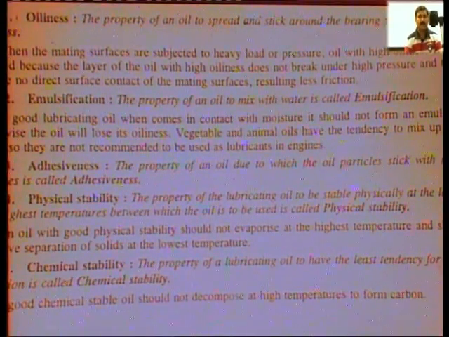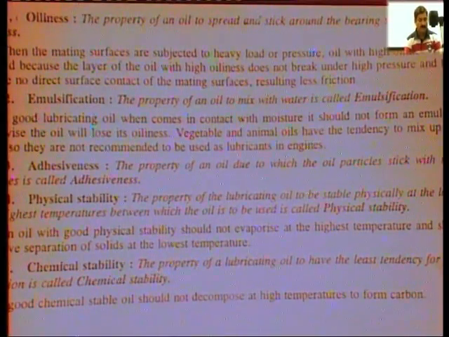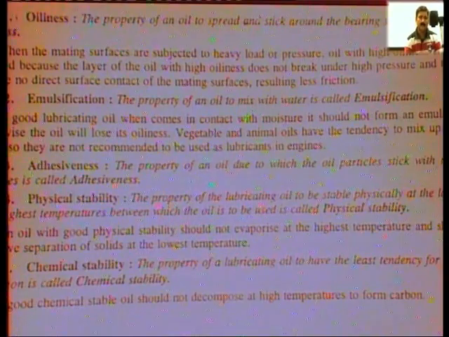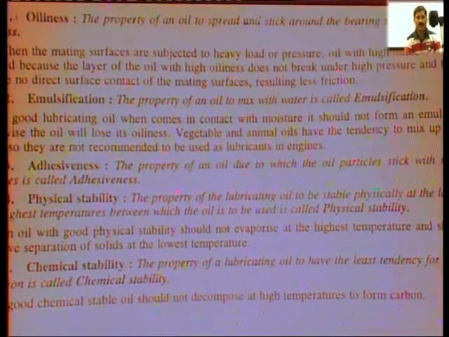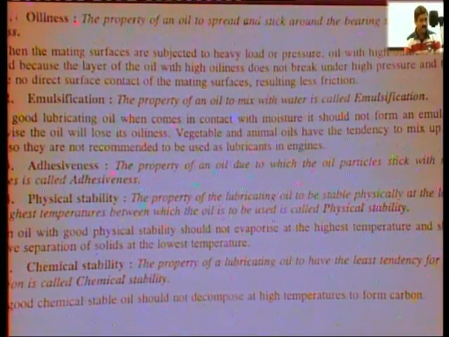Next property is the emulsification. Emulsification property is how readily the lubricating oil mixes with water, and oils with high emulsification, as said earlier, like animal oils and vegetable oils, shouldn't be used because with their high emulsification, they will get dissolved in water and will not serve the purpose of lubrication.